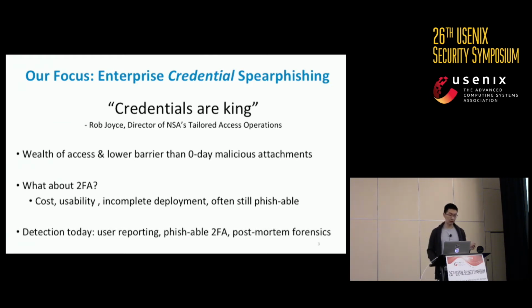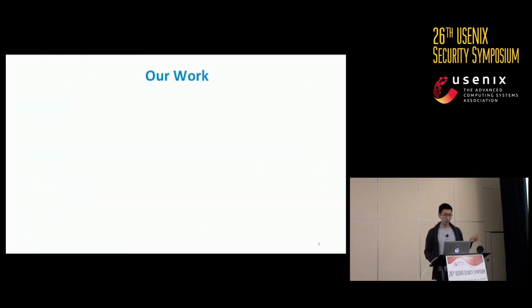And so really, the state of the world today isn't terribly great. We have enterprises that basically need to rely on users to self-identify attacks and report them. If they use 2FA at all, they often use these phishable 2FA forms like the enterprise we worked with. And in the worst case, you realize that the credential spearphishing attack has occurred during a post-mortem forensics investigation, where you've been breached and you trace the origins back to that spearphishing email. And so really, our work is focused on improving the state of affairs today.